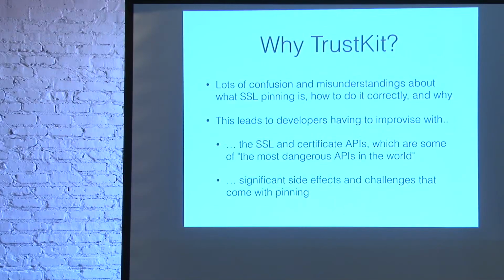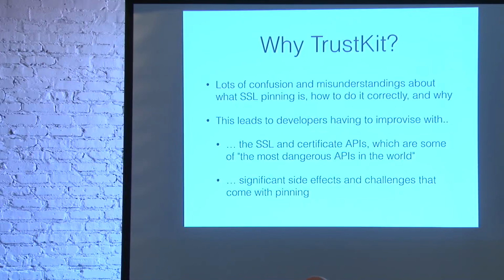The reason we started working on TrustKit is because there's a lot of confusion when it comes to what SSL pinning is, where you want it in your app, and how to do it. There's lots of confusion, and that creates a lot of problems, and I'll get into that. When there's a lot of confusion, even within the security teams, that usually leads to developers having to improvise, and in that case, they have to improvise with things like SSL APIs, which are extremely complex. You really don't want to improvise with that. You really want to know exactly what you're doing and how to do it.